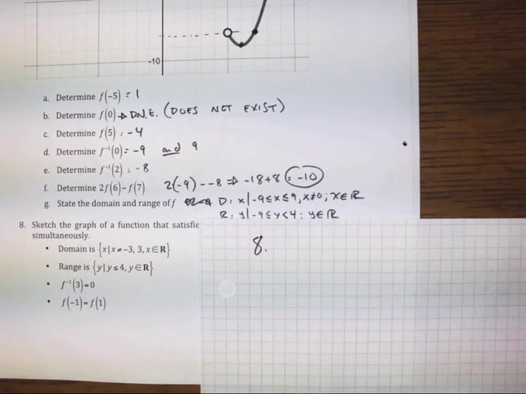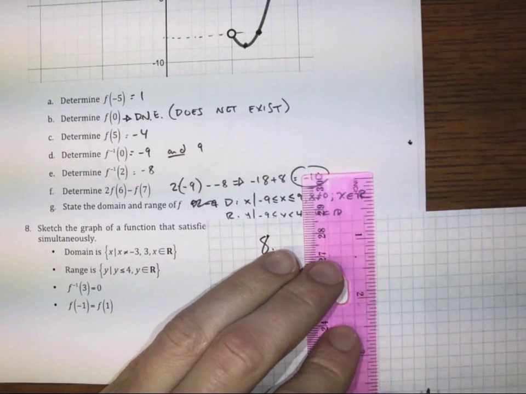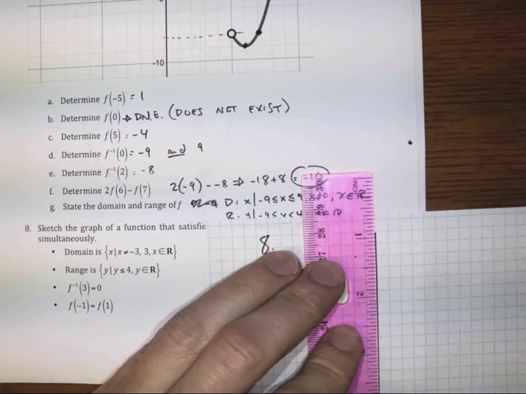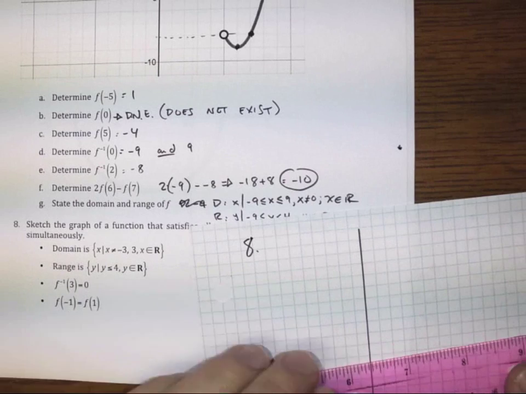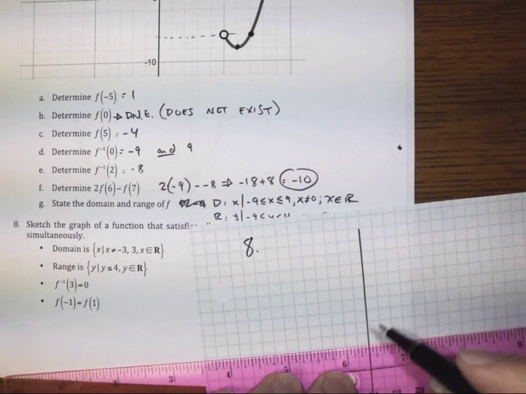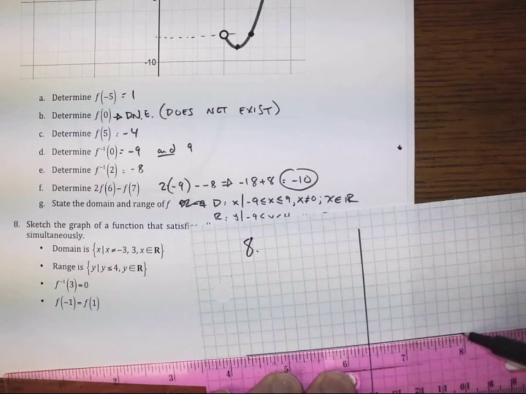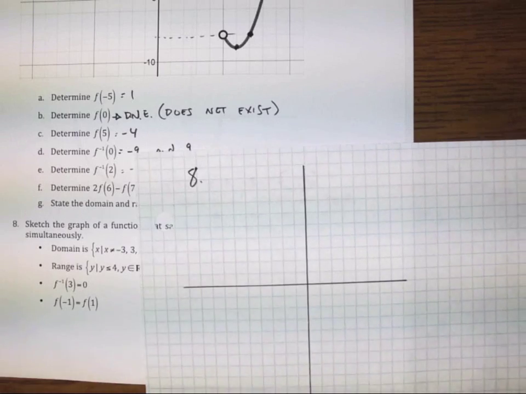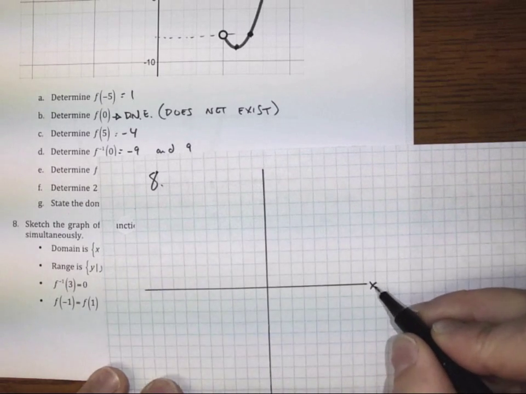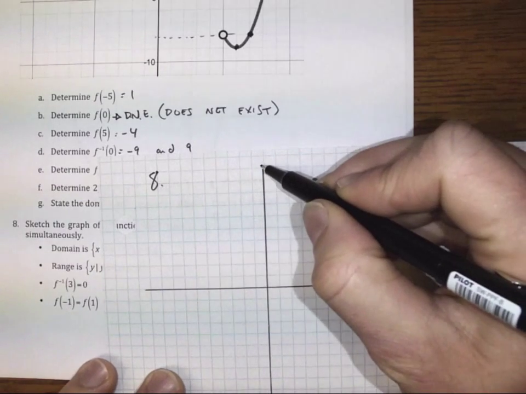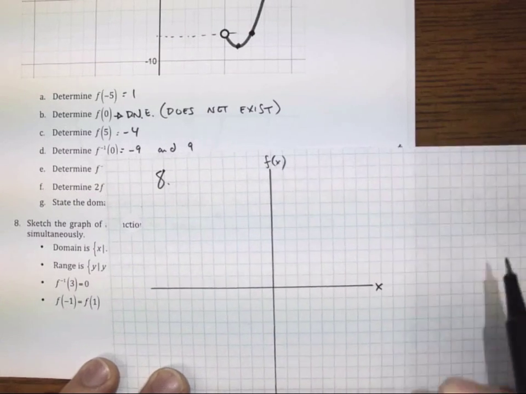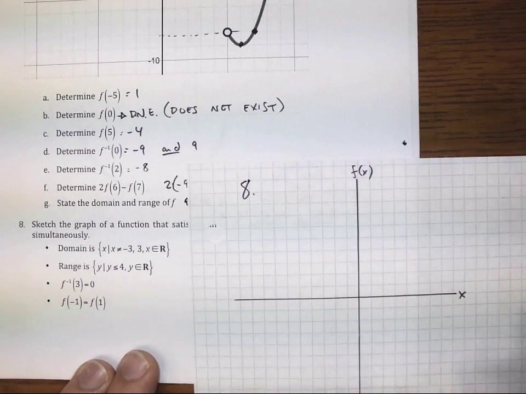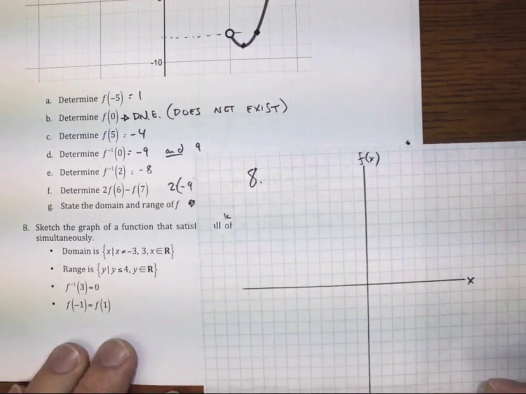All right, so I'm going to draw a little axis here. On this axis, I map my inputs, my x's, and on this axis, I map my outputs, my f of x's. All right, so what do we know?